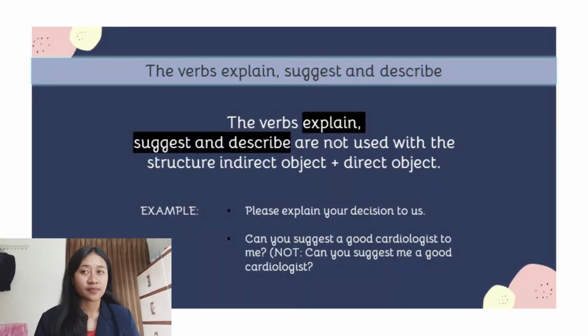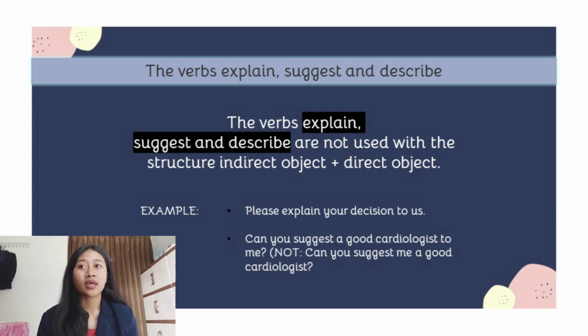Next is about the verbs explain, suggest, and describe. If you find explain, suggest, and describe verbs, we cannot use the pattern indirect object plus direct object. We have to use the pattern with the preposition to or for. For example, please explain your decision to us. The second one is, can you suggest a good cardiologist to me? Here, the good cardiologist and me are the objects. So we do not say can you suggest me a good cardiologist, but we add the preposition to in it. So we move on to the next slide.